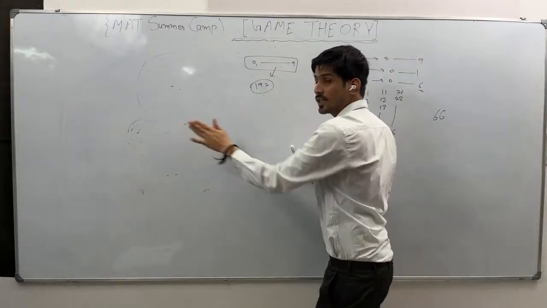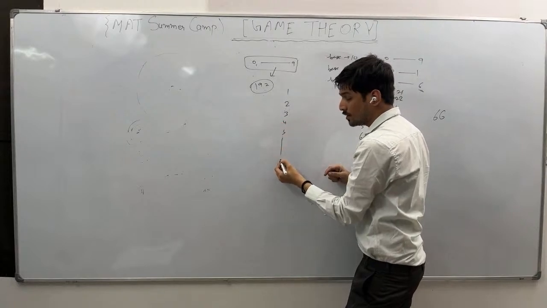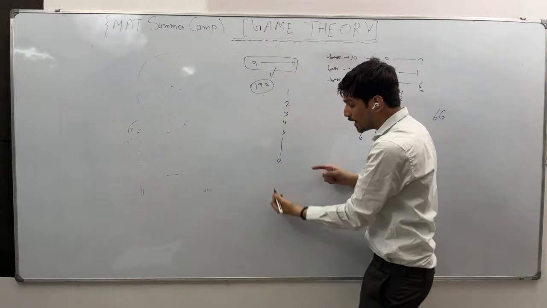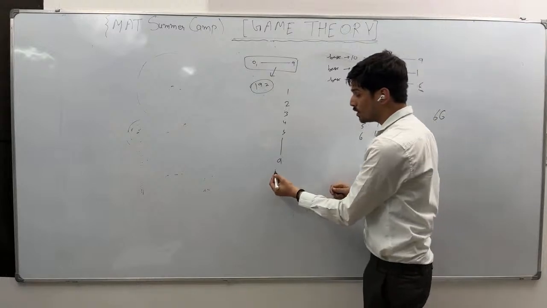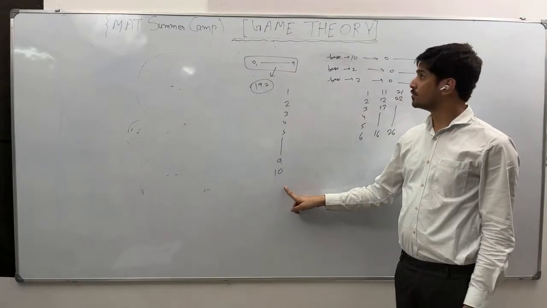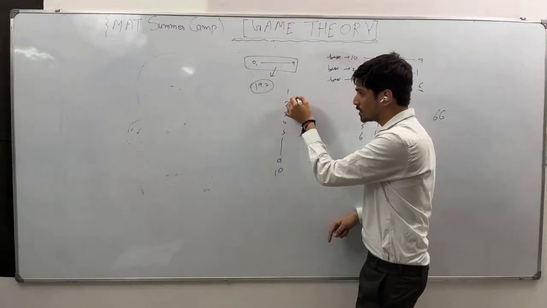Because in base 10, what is happening? I am going 1, 2, 3, 4, 5, and at last 9. After 9, why don't we have any other digit? Because after 9, counting is over. Then we have 10. Are you getting my point? So here also, my counting starts with 11.